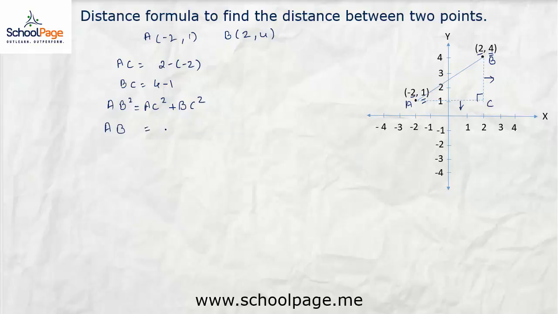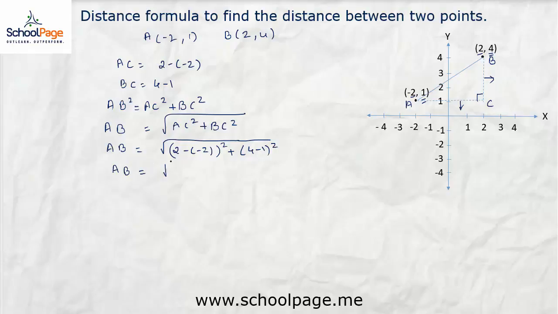AB equals the square root of AC square plus BC square. AB equals the square root of AC, which we have already found as (2 minus (-2)) the whole square, plus BC, which we already know as (4 minus 1), so we write (4 minus 1) the whole square. Solving this, we get AB equals the square root of 4 square plus 3 square, which is equal to the square root of 16 plus 9, which is equal to the square root of 25, which is 5 units. Hence we have found AB as 5 units.